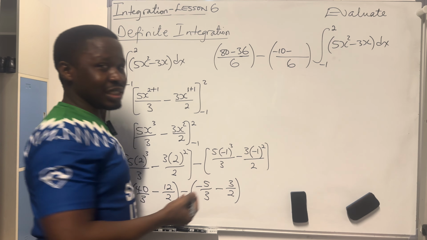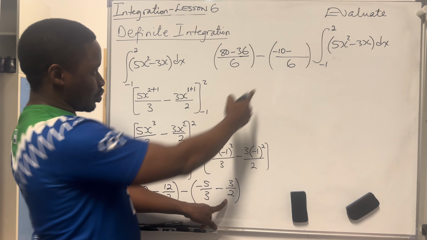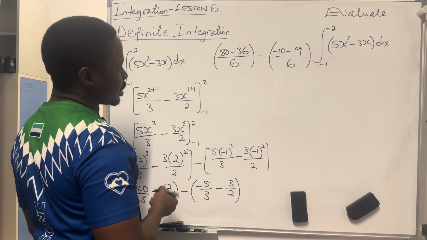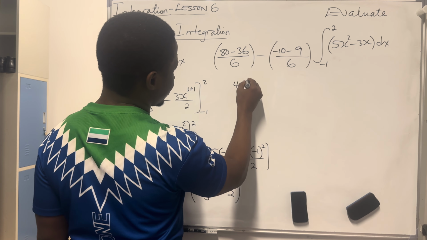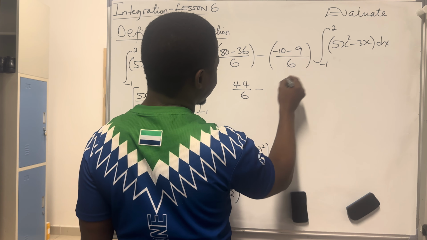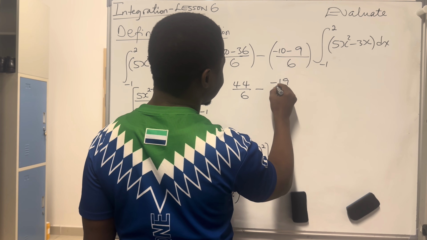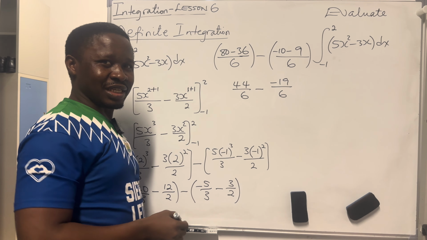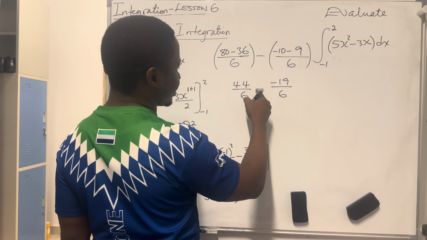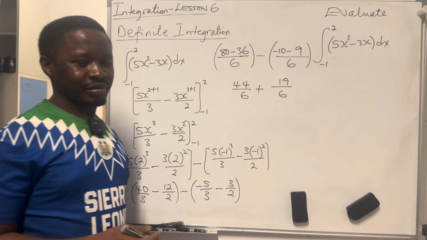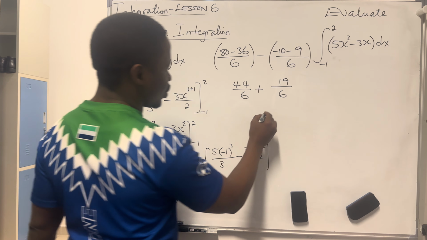I hope this one is easy, right? 2 into 6 is 3. 3 times 3 is 9. So 80 minus 6 is what? It is 44 over 6, minus. At the top there is -19 over what? Over 6. So basically what happens? Minus times minus is plus. So we no longer do this one. I hope it is clear.